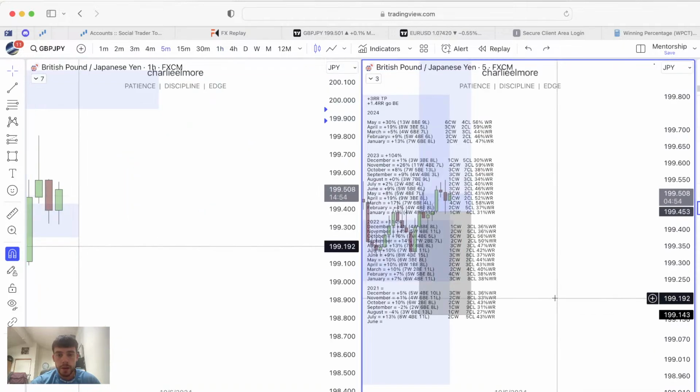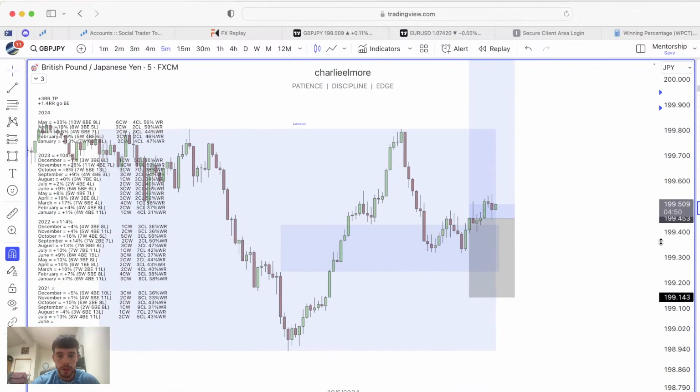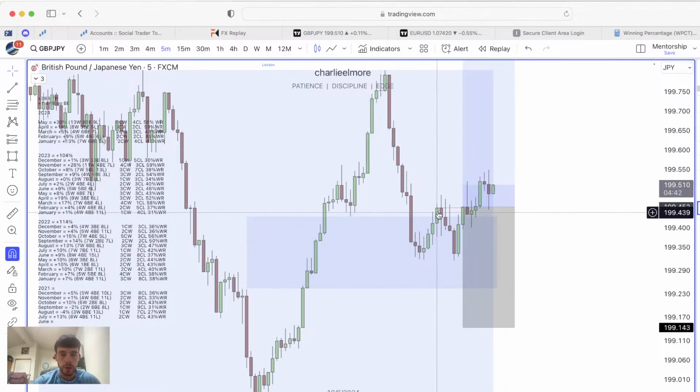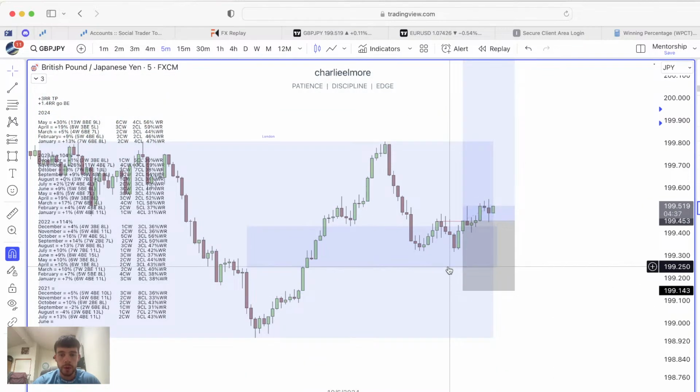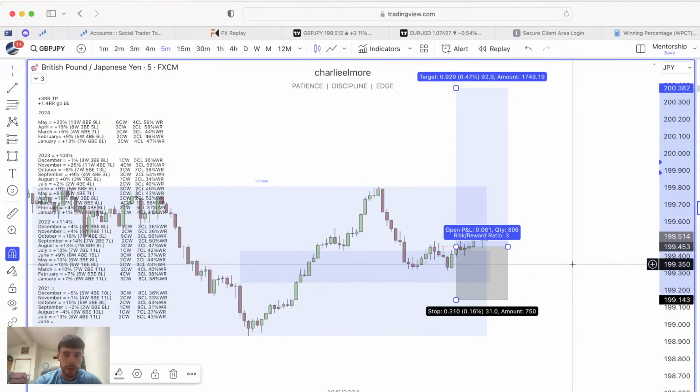And the entry was the same thing. It's the same entry model. The entry was that candle right there, because it closed above this right here. So using the bodies, it closed above there. Stop is below here. And I'm going for a 1 to 3 on this. So the TP on this is 200, 383. I think I've put in the trade alerts. Yeah, 200, 383.